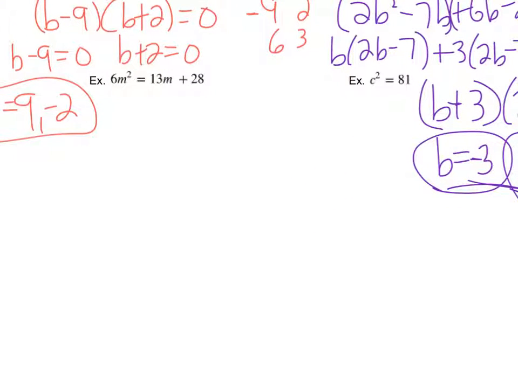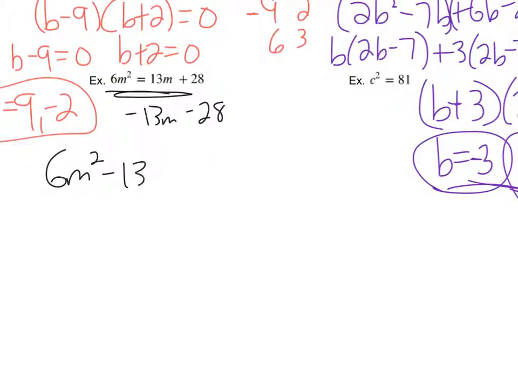Now, how does it change if I've got things on opposite sides here? Well, it's pretty easy. I just move everything over to one side. So I subtract 13m, subtract 28. So I'm left with 6m squared minus 13m minus 28 equals 0. So now it becomes a game of 6 and negative 28. That's going to be what I'm looking for.